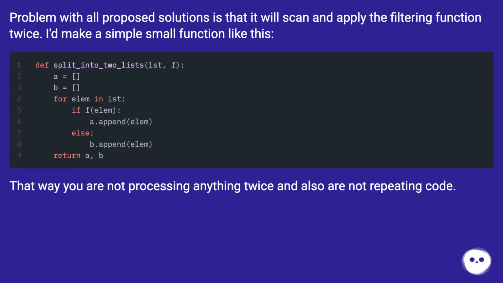Problem with all proposed solutions is that it will scan and apply the filtering function twice. I'd make a simple small function like this. That way you are not processing anything twice and also are not repeating code.